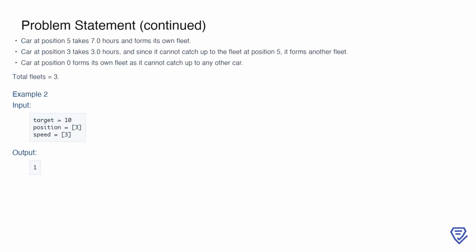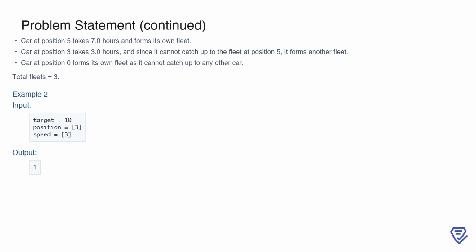The car at position 5 takes 7.0 hours to reach the destination, which is much longer than the fleet of cars at positions 10 and 8. This means the car at position 5 forms its own fleet. The car at position 3 takes 3.0 hours, which is less time than the car at position 5, but it cannot catch up to the fleet ahead of it, so it also forms its own fleet. Finally, the car at position 0 takes 12.0 hours to reach the destination, which is longer than any of the other cars, so it forms its own fleet as well. In total, we have 3 fleets.